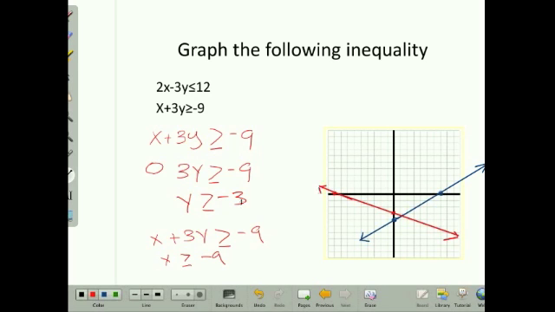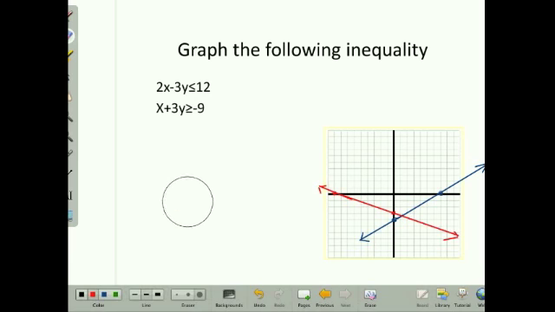All right, now we've got to figure out how to shade them. I'm going to go ahead and shade this red line first. Is 0 plus 3 times 0 greater than negative 9? Is 0 greater than negative 9? That's a true statement. So I'm going to go ahead and shade that whole top of that red line red.